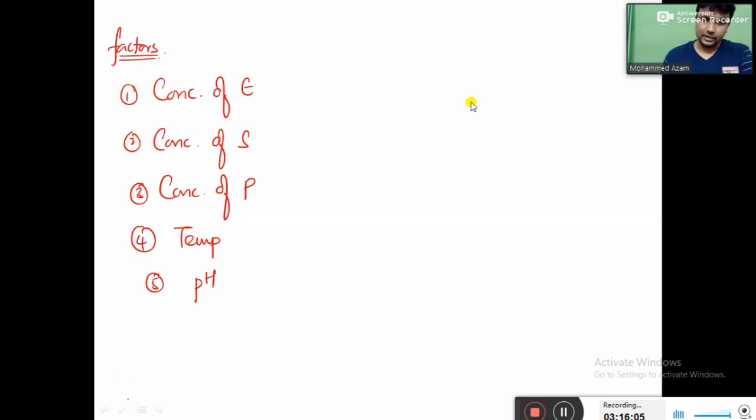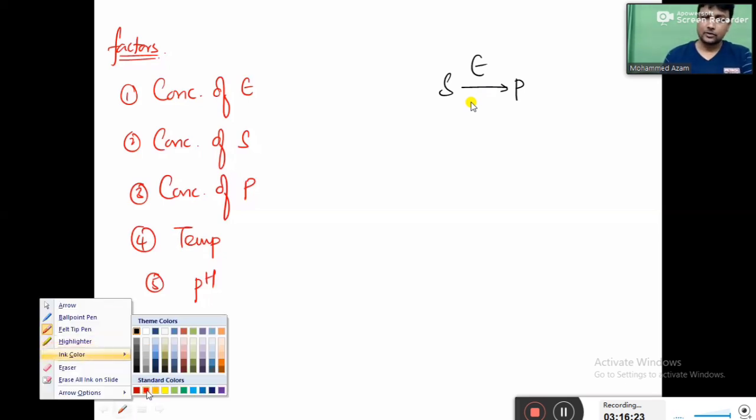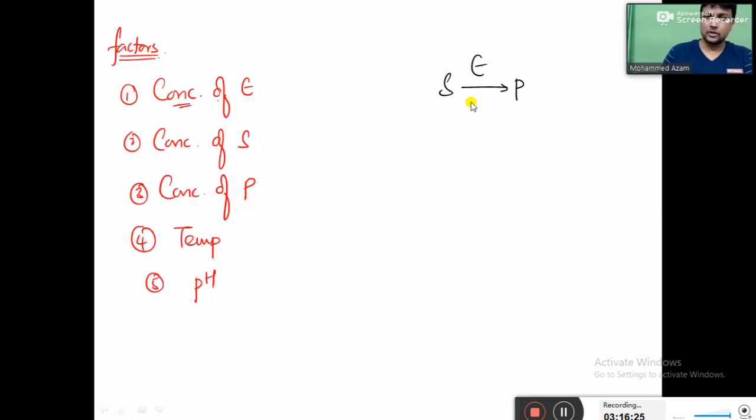And now my dear friends, you have to help me right now. For example, there is some reaction where substrate is getting converted to product in the presence of enzyme. Now what is the meaning of concentration, guys? Concentration means the amount, in simple English.